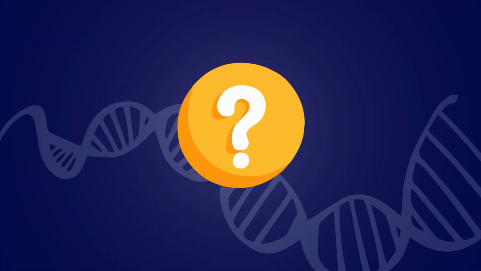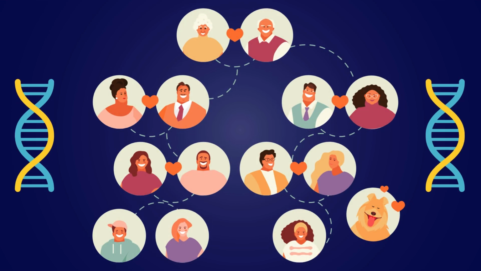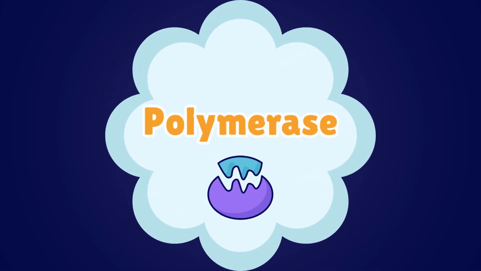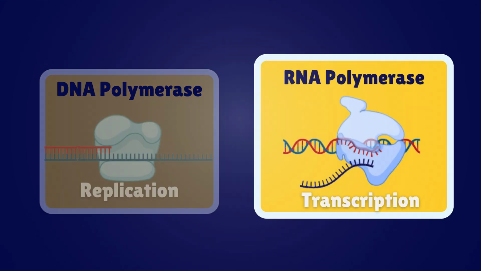But here's the real question: how is this DNA copied, protected, and passed on generation after generation? Everything mentioned here is linked with one crucial enzyme, that is polymerase. It catalyzes the synthesis of DNA or RNA by assembling nucleotides. Whether replicating DNA or transcribing it into RNA, polymerases drive these essential processes.